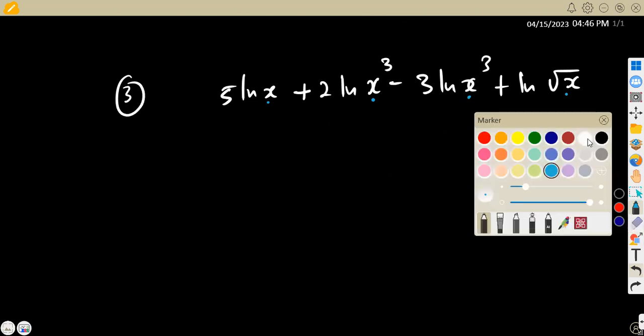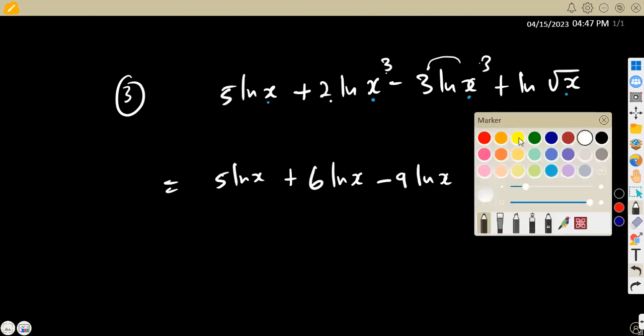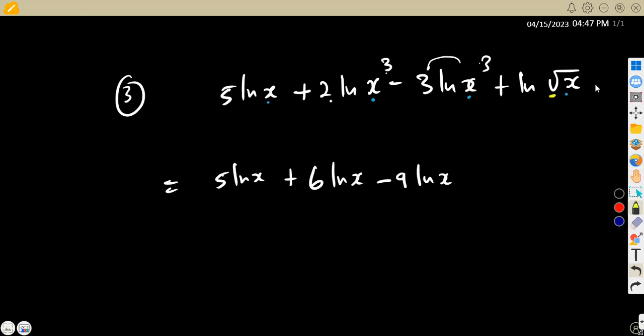So how are we going to have this 5 ln x? Here we are going to drop our exponent, it is to the exponent of 3. So it's 3 times 2, which is 6. So that's 6 ln of x. We drop our exponent here, 3 times minus 3, that's -9 ln x. Remember that we said the square root is same as x to the exponent of a half. So we're going to drop this half. So it is going to give us plus half ln of x.